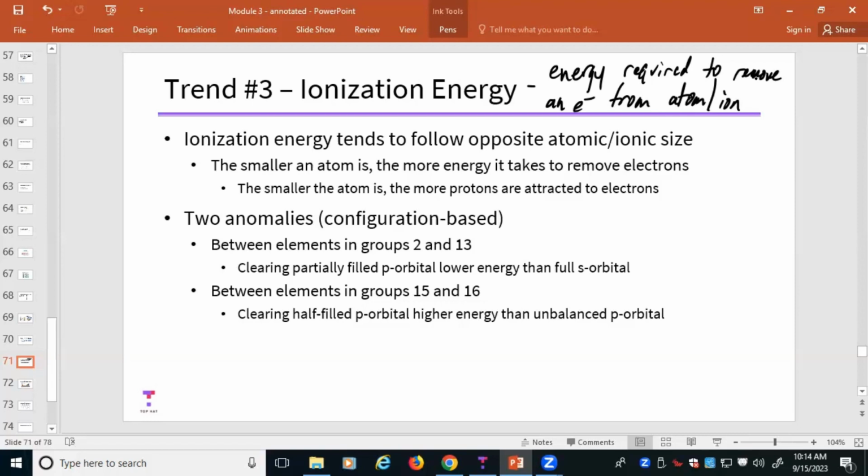Now, there are a couple of weird states here, a couple of configuration-based anomalies. If I'm looking at group 2 versus group 13, the group 2 configuration looks like this, where it is s2 and p0. The group 13 configuration looks like this. It's s2 and p1.